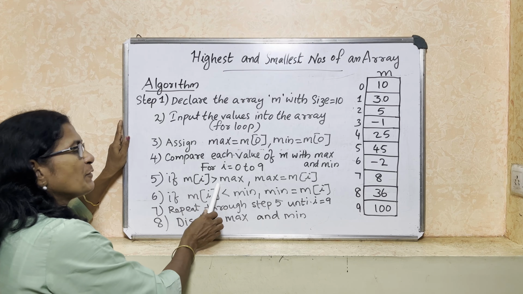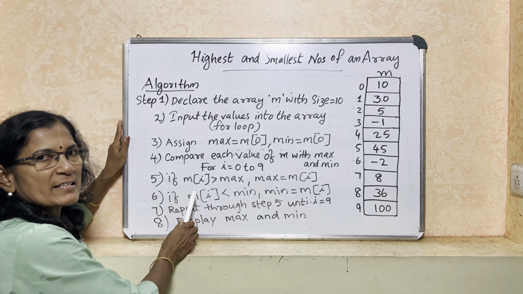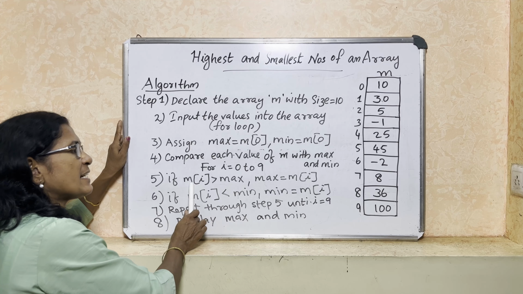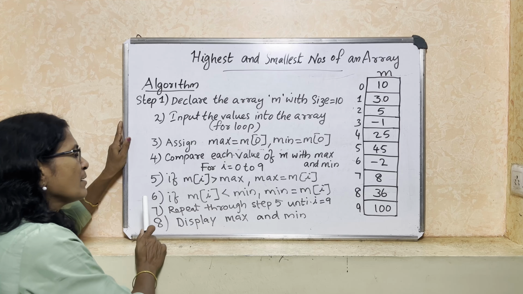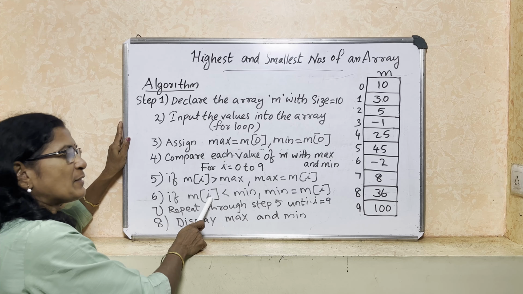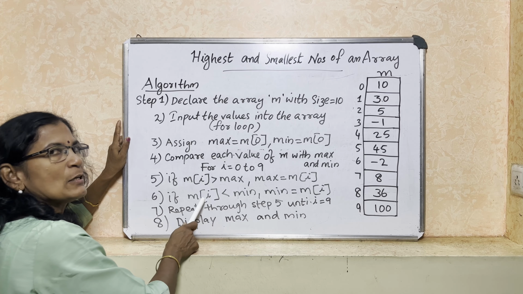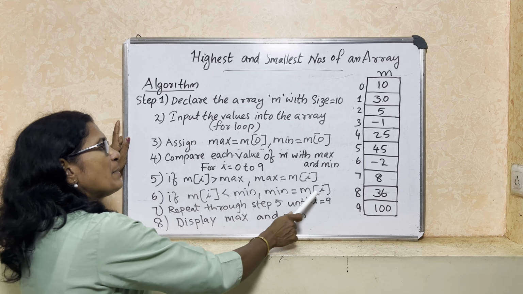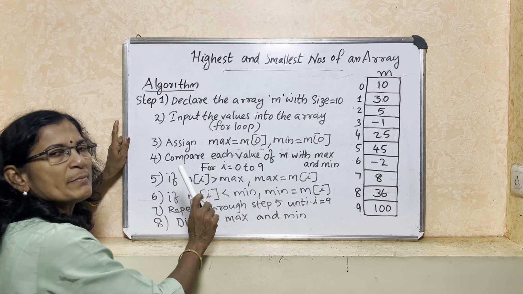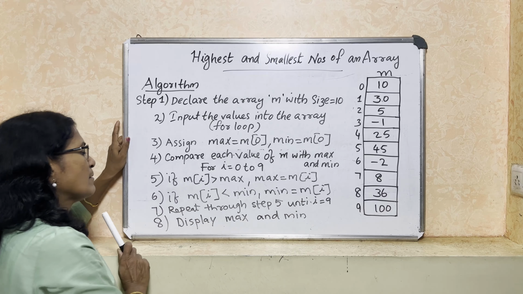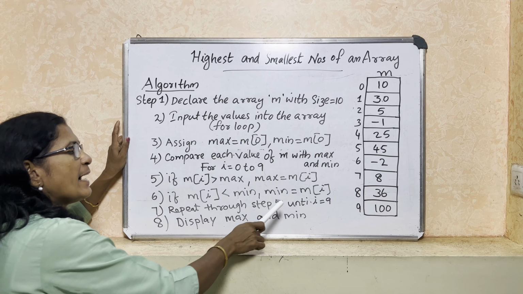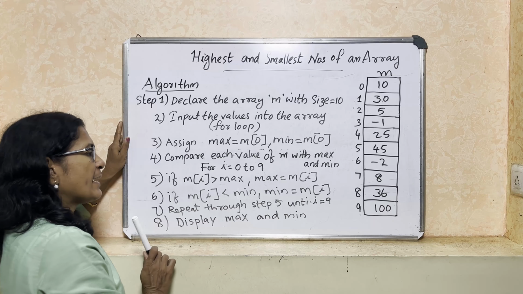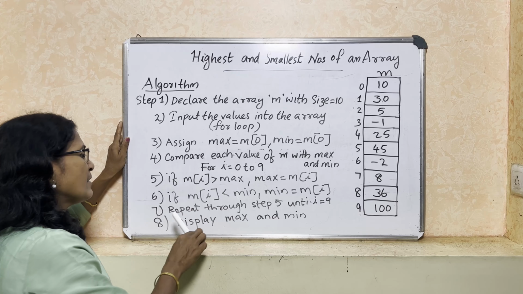Check whether the element of the array is greater than the value in max. If the element of the array is greater than the value in max, assign that value to max. Check whether the element of the array is less than the value in min. If the element of the array is less than the value in min, assign that value to min. Repeat through step 4 until I becomes 9, including 9.